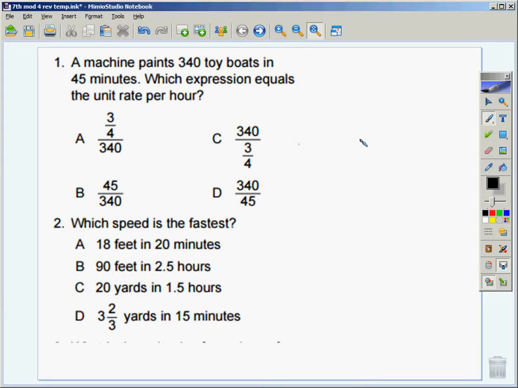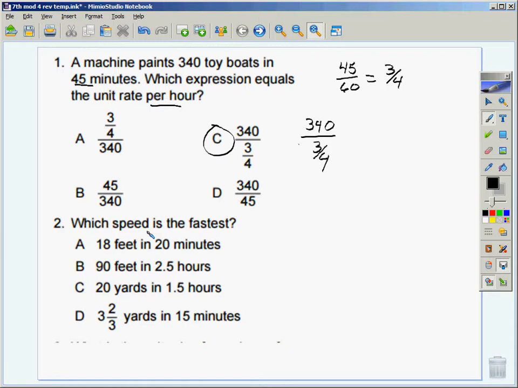In problem number 1, I've got to make sure that this 45 minutes is changed to hours. 45 minutes out of 60 minutes in an hour is the same as 3/4. And they want to know the unit rate per hour, so it would be 340 divided by 3/4. C would be the correct answer.